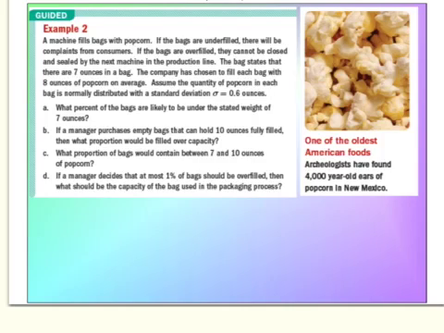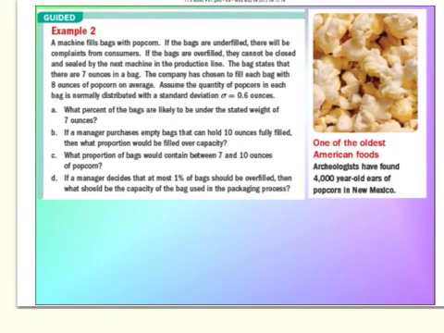Here we go. A machine fills bags with popcorn. If the bags are underfilled, there will be complaints from the consumers. If bags are overfilled, they cannot be closed and sealed by the next machine in the production line. The bag states that there are 7 ounces in a bag. Circle that. The company has chosen to fill each bag with 8 ounces of popcorn on average. Assume the quantity of popcorn in each bag is normally distributed with a standard deviation of 0.6 ounces.